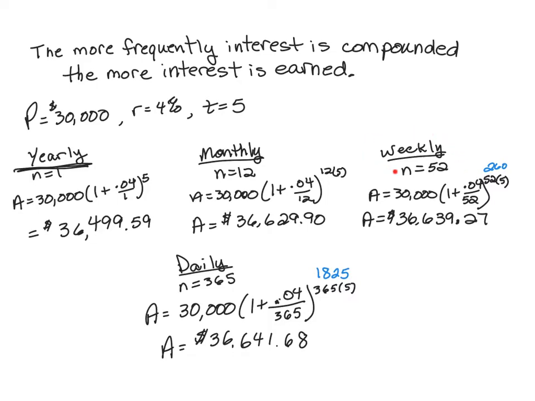If it's done weekly, this is just what we did in the last page. If it's done weekly, then 4% gets divided by 52 weeks. Add the 1 and hit enter. Then you should have already multiplied out 52 times 5, which is 260. So you're going to, once you hit enter here, hit the caret key and 260 and enter again, or equals again. Then you multiply by the 30,000 to get this value.